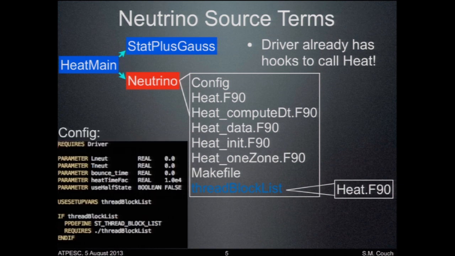And we can switch between these different threading approaches within our config file by using a setup variable thread block list. And if that thread block list setup variable is true, we're going to require this subdirectory, which contains an alternate implementation of heat.f90, which will overwrite our version of heat.f90, which is in the main directory. And so you can use these subdirectories and this setup syntax in the config file to have alternate implementations of things like this that you're trying different approaches with.